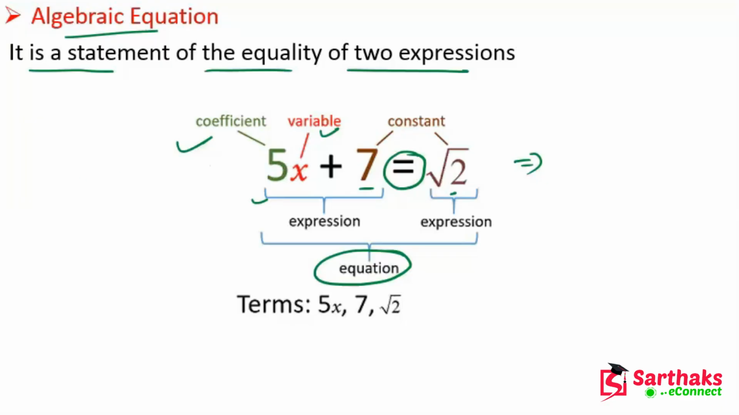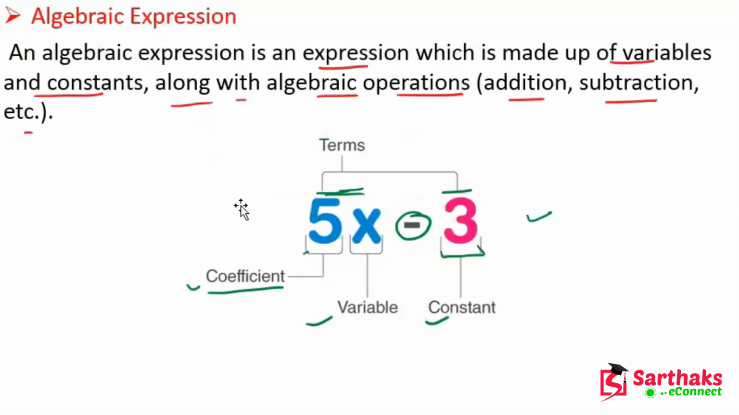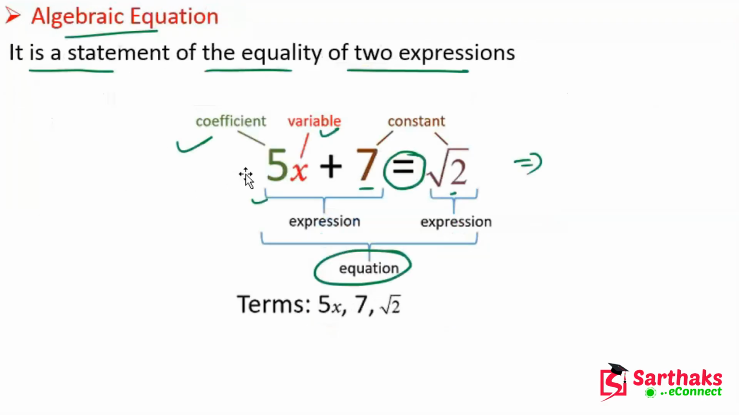If you talk about an expression, it is made up of variables and constants, and there is no equal sign in it. In an algebraic equation, two algebraic expressions are separated by the equal sign. I hope you understand the concept of expression and equation. We already learned all these concepts in the previous lectures and chapters, so this is just a brief discussion.